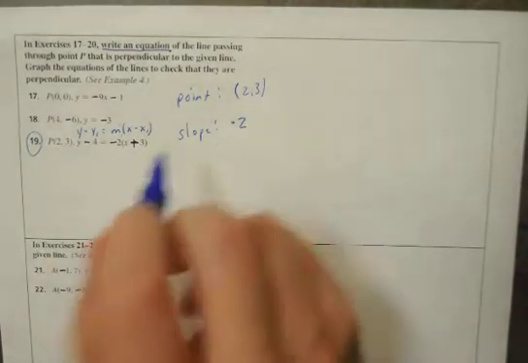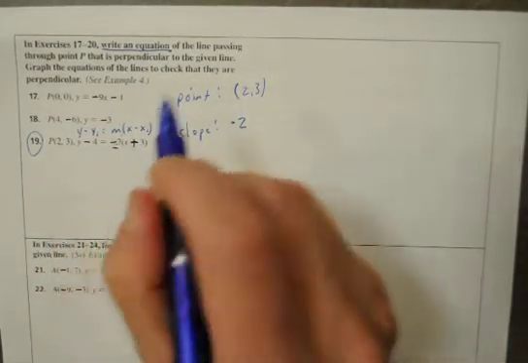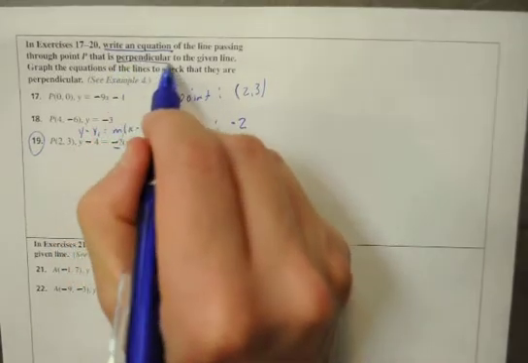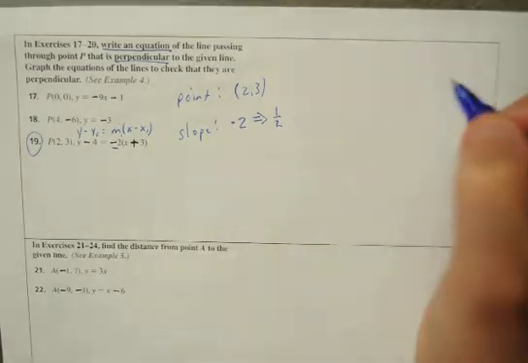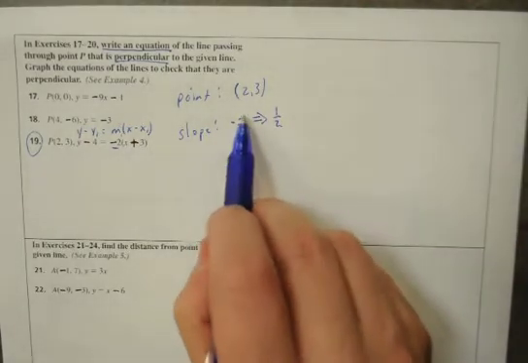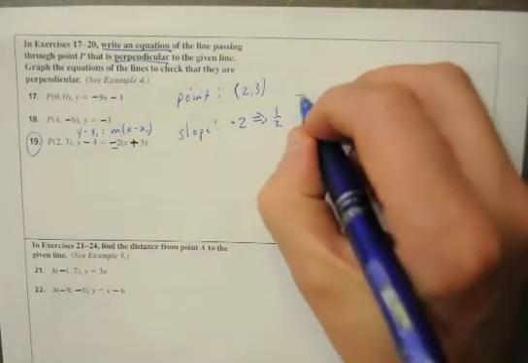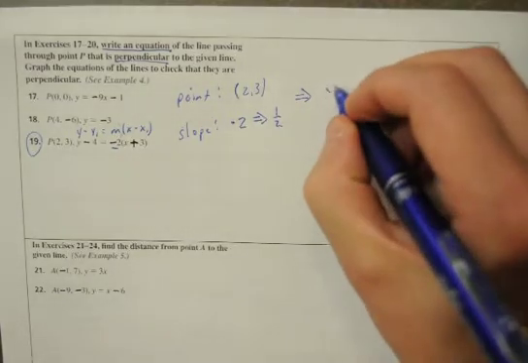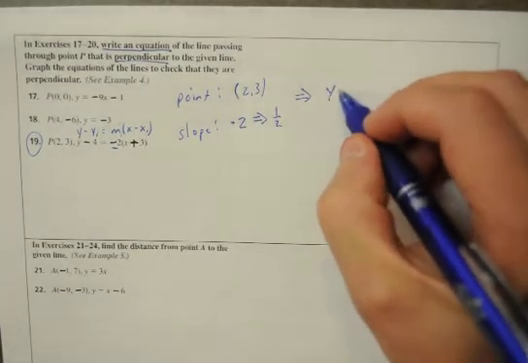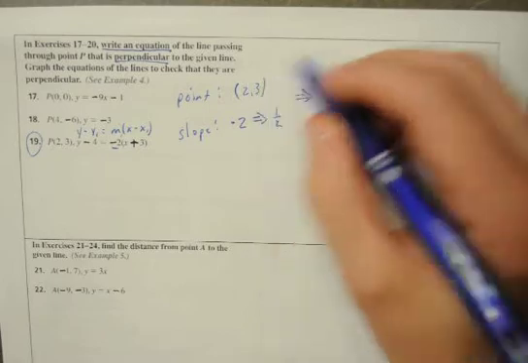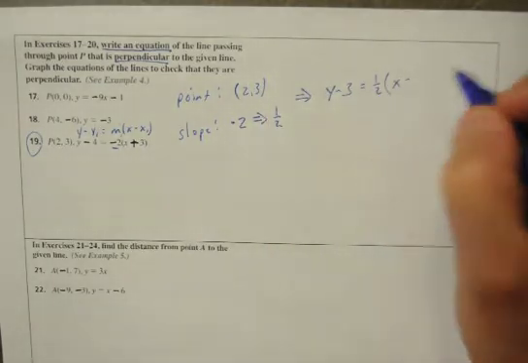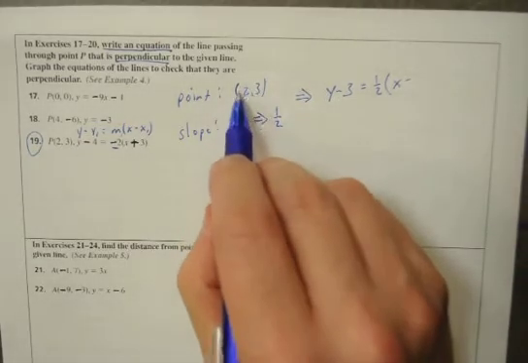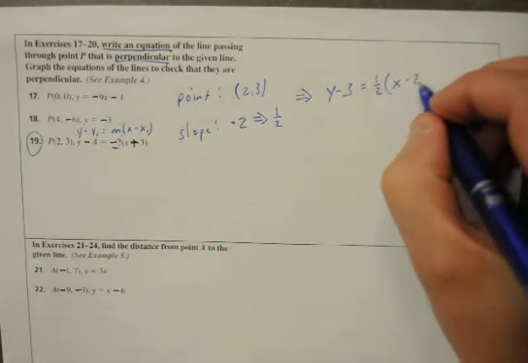However, I don't want a slope of -2. I want to be perpendicular. So actually, I want a slope of 1/2. I need the opposite reciprocal. So with that said, you use point slope form. y minus the y value of your point equals m times x minus the x value of your point. Like that.